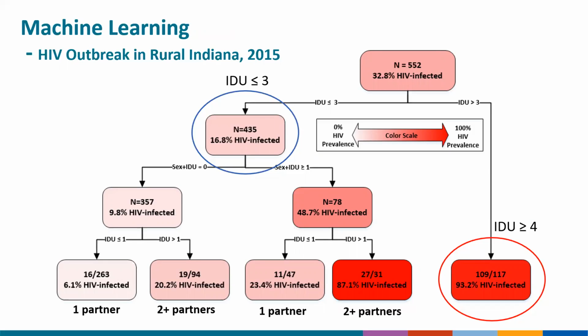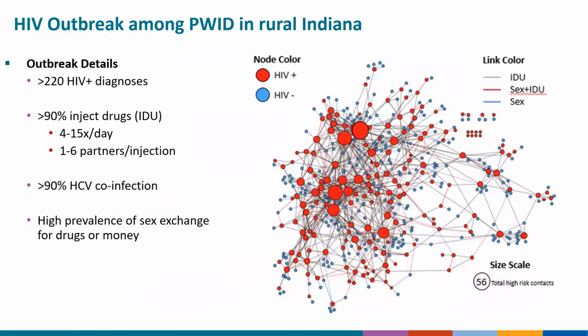So in this bottom right corner of this decision tree, you can see that individuals with 4 or more injection drug use contacts were HIV positive 93% of the time. If you had 3 or less, then you were only positive 16.8% of the time. Now, among those, you can further divide those up and find your higher and low risk people. None of this involves sequence data. So this is how you can turn this kind of tangogram diagram into actionable intelligence for public health.